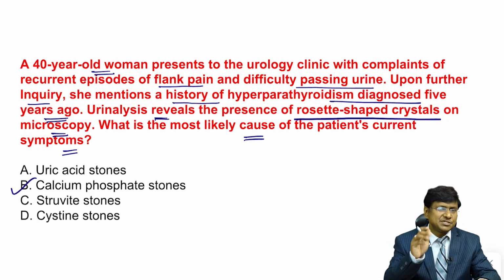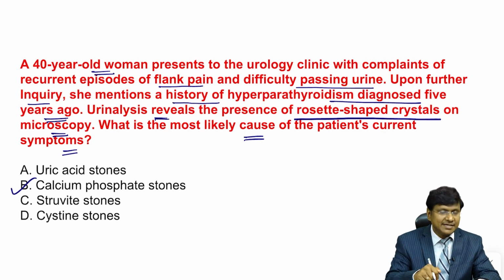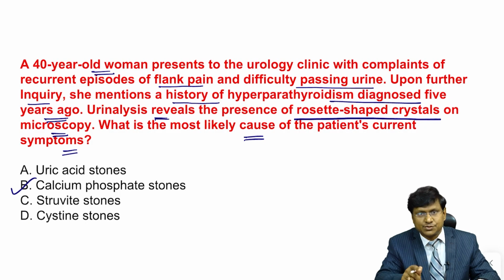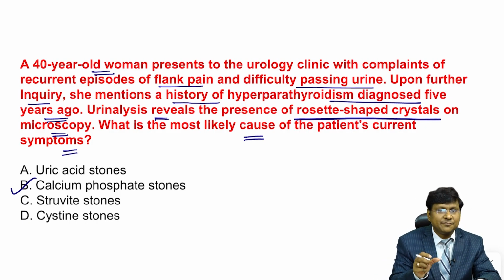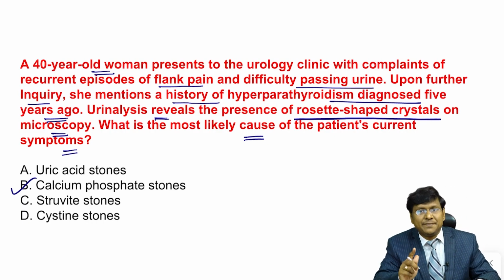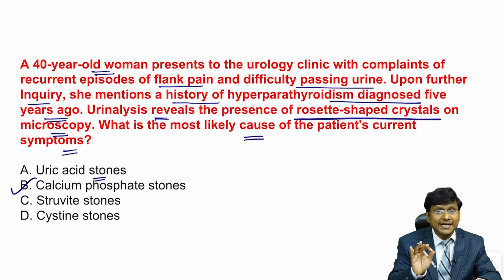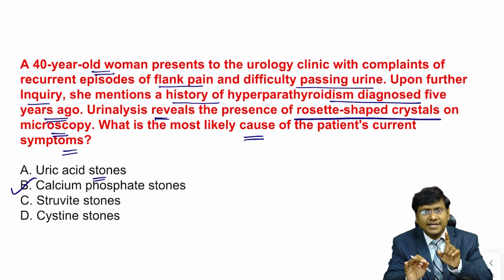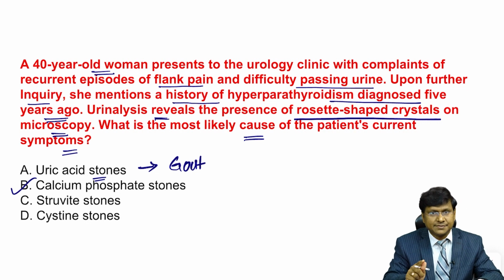Okay, and these patients with hyperparathyroidism cause hypercalcemia, which increases the risk of calcium phosphate stones, right? And what will be the shape of these calcium phosphate stones? The shape of these calcium phosphate stones will be rosette-shaped crystals. Whereas you take uric acid stones. Uric acid stones are typically associated with clinical conditions such as gout, not in the scenario of hyperparathyroidism.